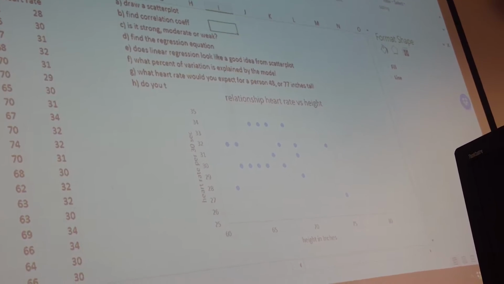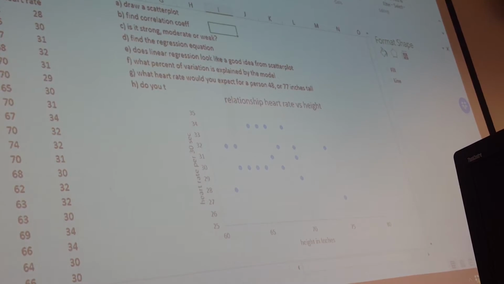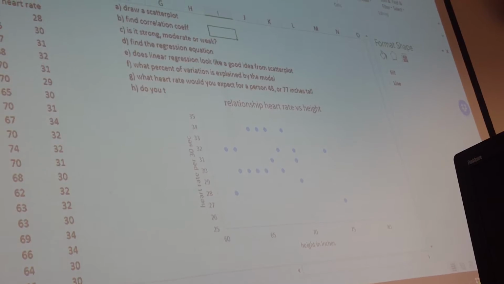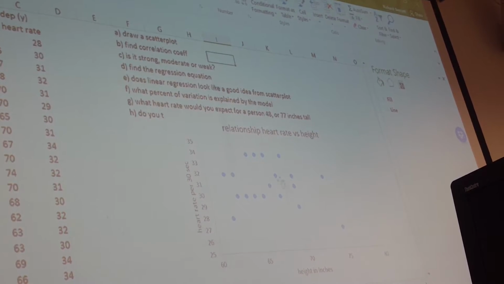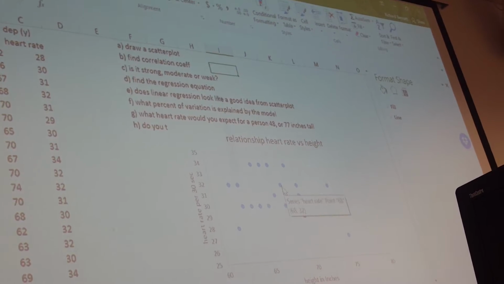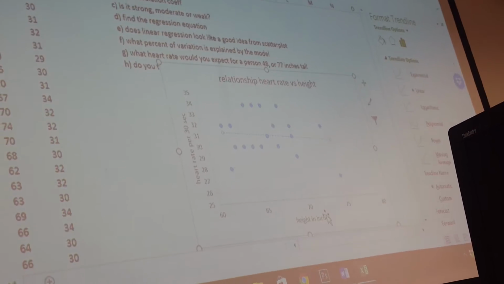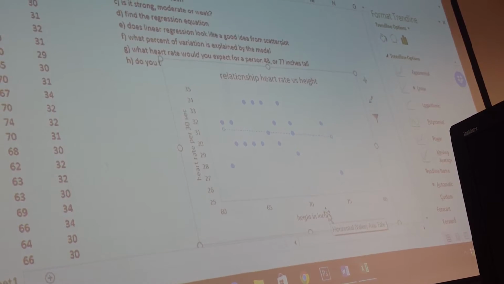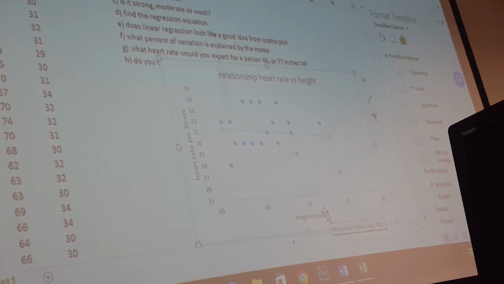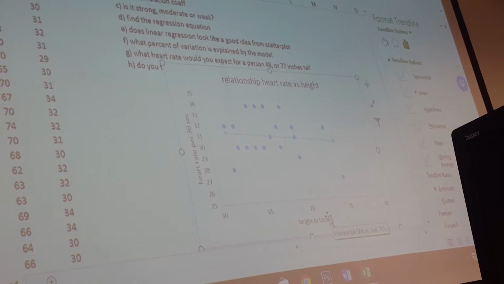How do you calculate the correlation coefficient? You'd right click on one of the points and hit add trend line. Okay, that's not the correlation coefficient, that's later on. Isn't it like data minus mean divided by standard deviation?